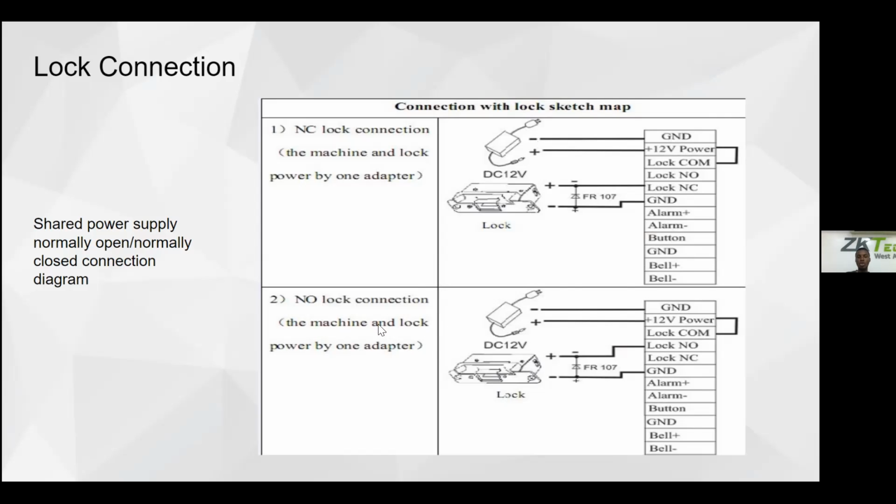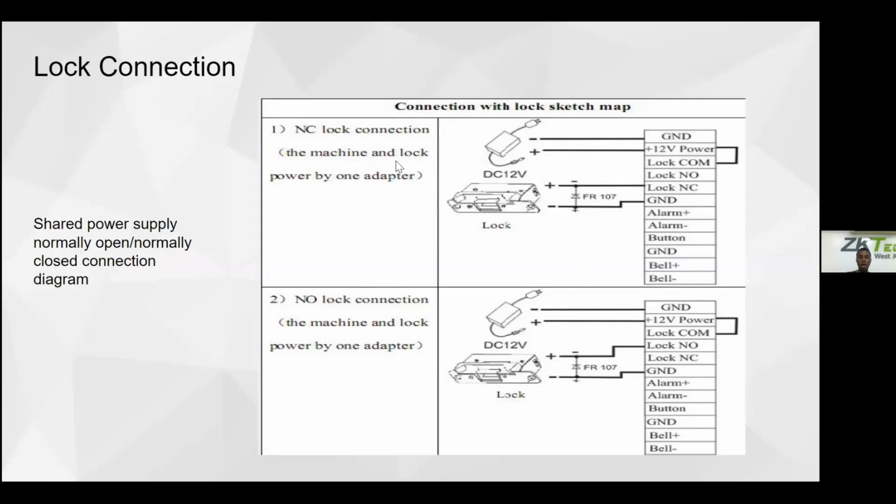So the NO connection, when it is also connected to one adapter. We have our lock connected to the NO. Mind you, like I said, NO means normally open and NC means normally closed. If your connection is for NO, you connect your lock's normally open and the GND on your device. There's always this chart at the back of your device. So you connect all of these things together, running one cable under one adapter.